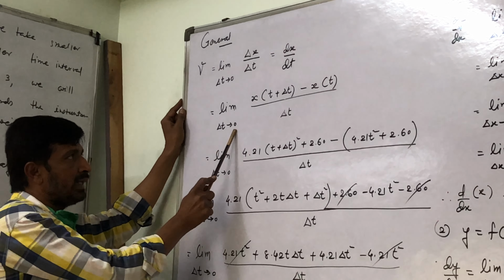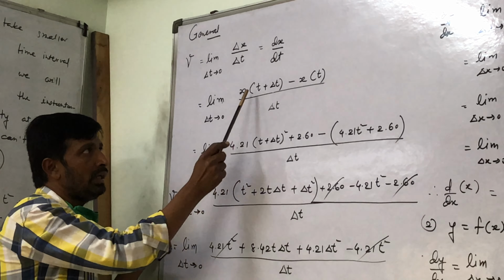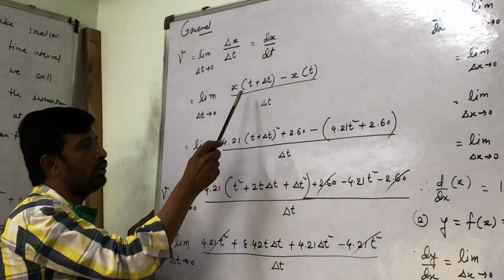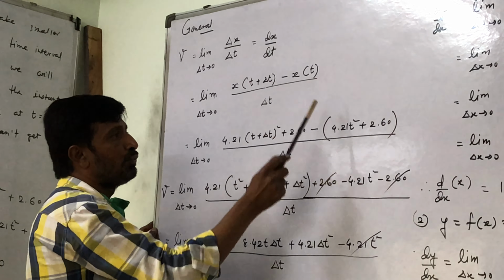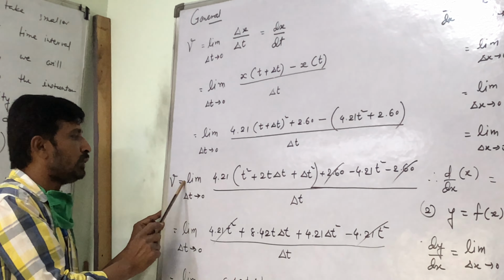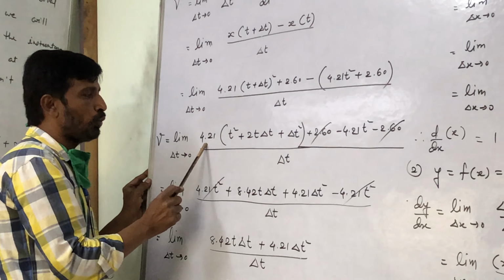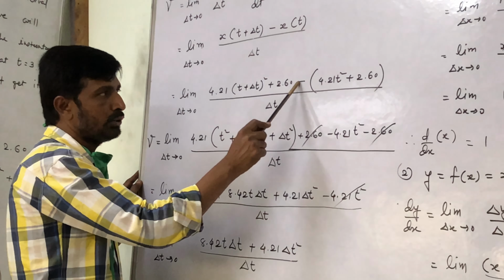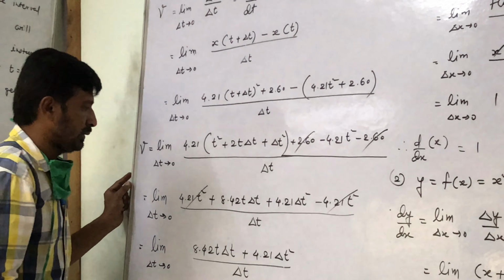So limit delta t tends to 0, x of t plus delta t minus x of t upon delta t. According to the formula, limit delta t tends to 0, 4.21 into t plus delta t whole square plus 2.60 minus 4.21 t square plus 2.60 upon delta t. So v equal to limit delta t tends to 0. Expanding this, 4.21 into t square plus 2t delta t plus delta t square plus 2.60 minus 4.21 t square minus 2.60. These two are cut out.